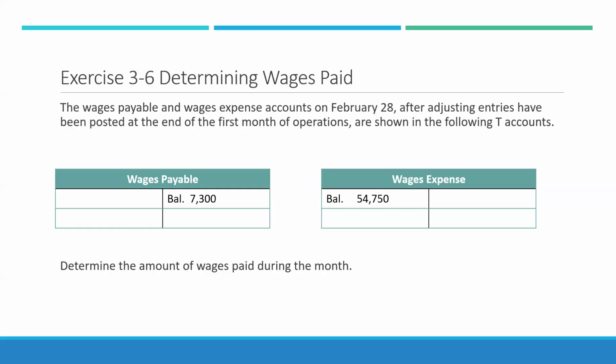It's kind of easy. If we have wages expenses of $54,750, wouldn't that include the $7,300 we still owe? Right? It would still include that, because think about it. When we owe $7,300, we debit wages expense, we credit wages payable, right? So wouldn't it make sense what we've already paid is the $54,750 minus the $7,300? Does that make sense?